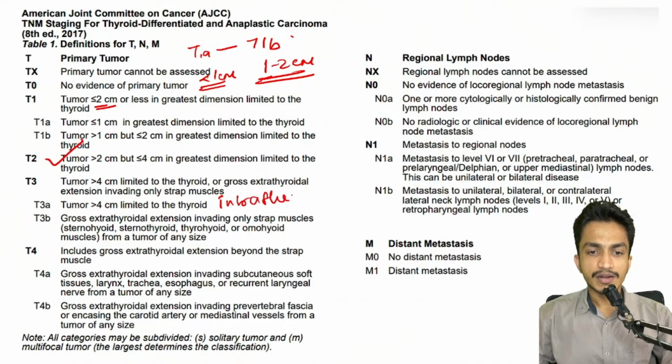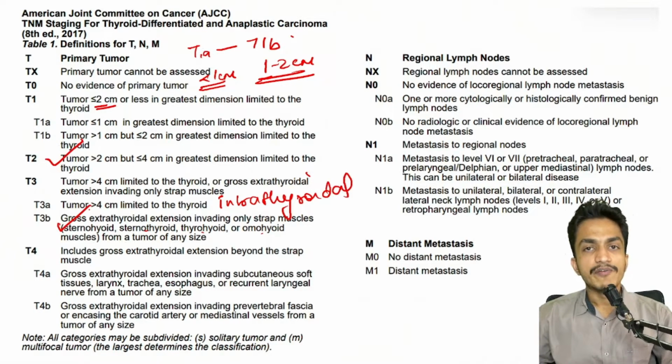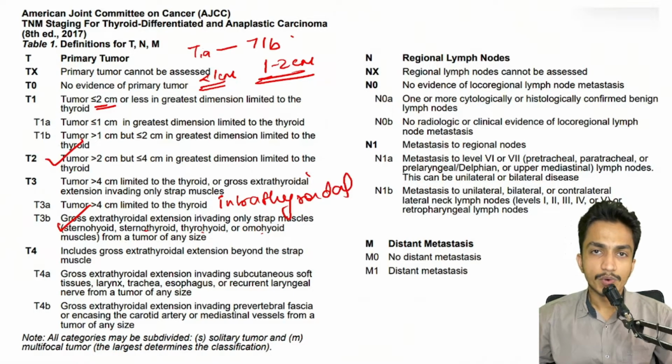That is intrathyroidal. Now if it extends into the strap muscles, only the strap muscles like sternothyroid, thyrohyoid, omohyoid, then it is T3B. Now, if there is a gross extrathyroidal extension, it becomes T4, in which T4A is the structures which you can resect, that is like larynx, trachea, esophagus, recurrent laryngeal nerve, and T4B that includes the prevertebral fascia like carotid artery, mediastinal vessels, which you cannot resect.